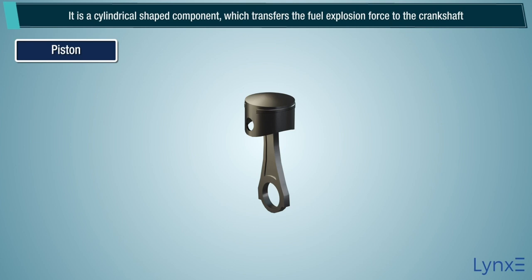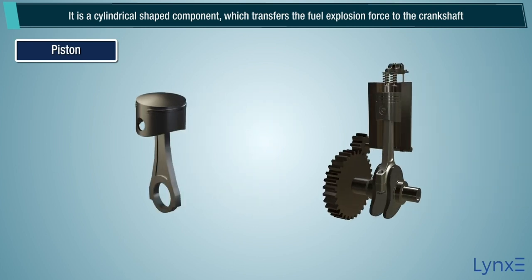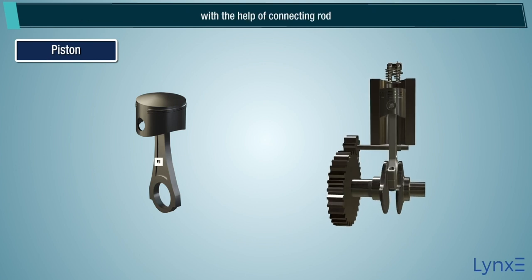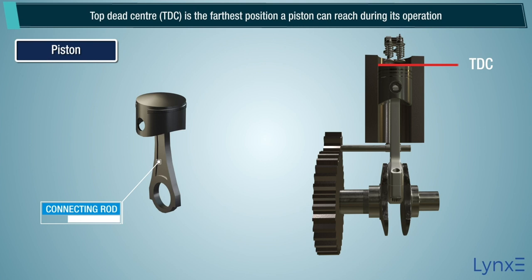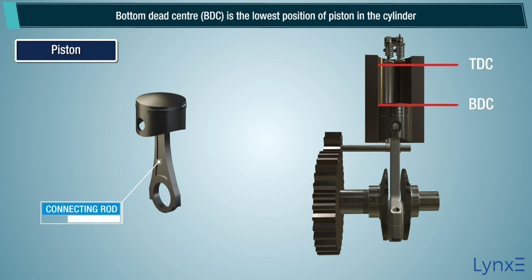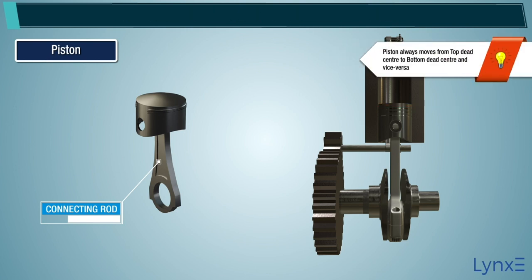Piston. It is a cylindrical-shaped component, which transfers the fuel explosion force to the crankshaft, with the help of connecting rod. Top dead center, TDC, is the farthest position a piston can reach during its operation. Bottom dead center, BDC, is the lowest position of piston in the cylinder. Note, piston always moves from top dead center to bottom dead center and vice versa.